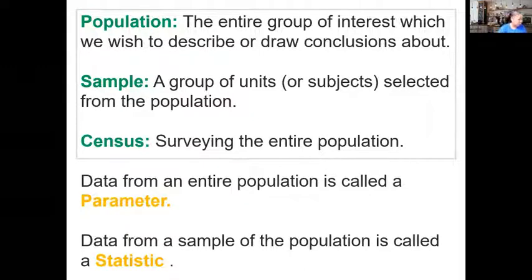So we call parameter the data from the entire population. And statistics is still data, but it's only conducted from the sample, a certain unit or certain smaller size of group from the population. Okay, then what else do we need to know? Okay, so I'm emphasizing the parameter and statistics here.